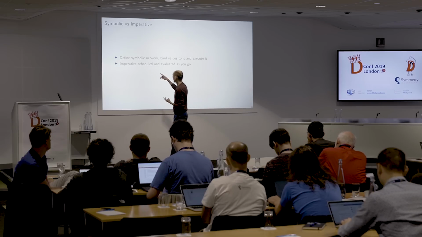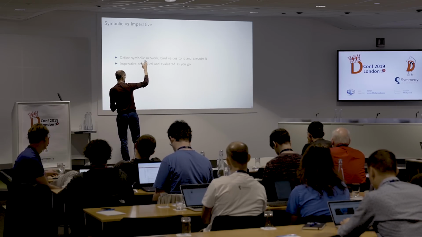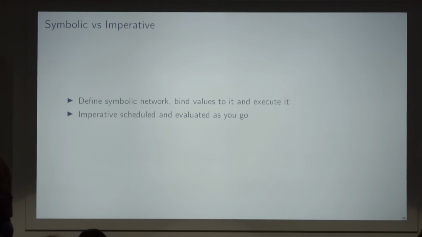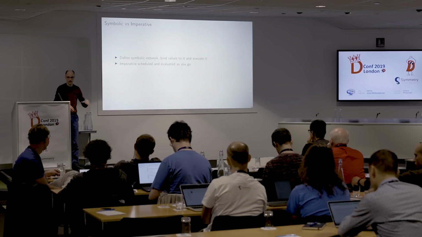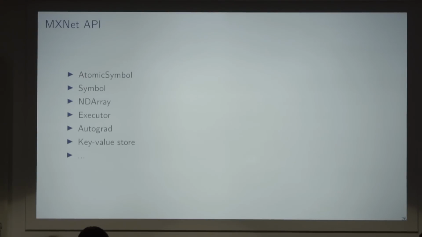So in MXNet you can define your symbolic network, bind it with values and then execute it. You get the symbolic approach, or you can get the imperative one, where you just schedule operations on n-dimensional arrays and they are scheduled and then evaluated right away. The MXNet API, you could divide it into subparts.